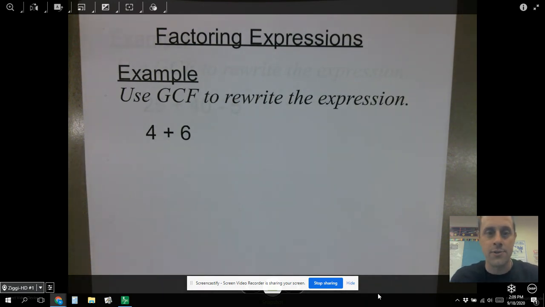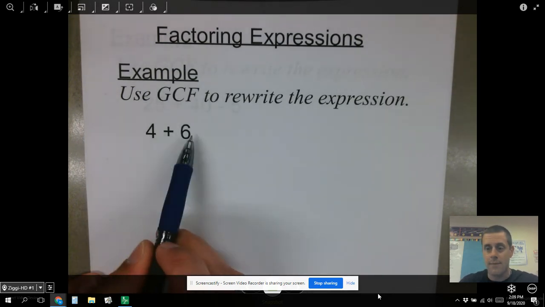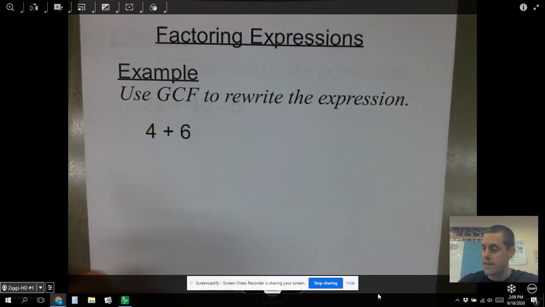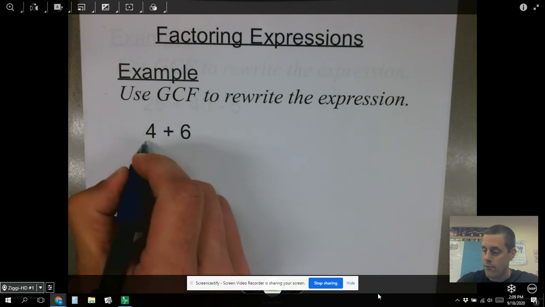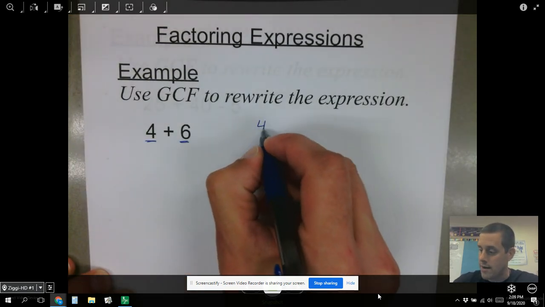So our first example is on the screen. Please copy it down on a sheet of paper and work it out with me as we go through it. Our expression is 4 plus 6. Well, to factor an expression, I need to find the greatest common factor of all the terms in the expression. So the terms here are 4 and 6. So we're going to start by finding the greatest common factor.